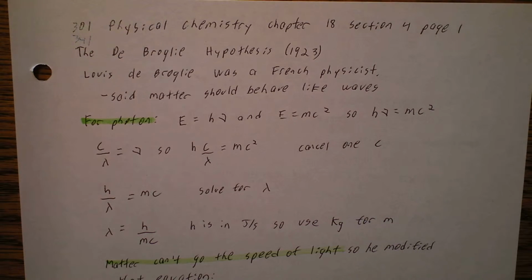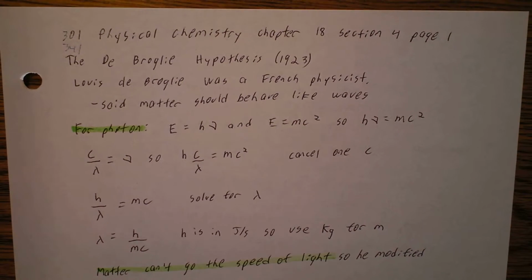We're in Physical Chemistry, Chapter 18, Section 4 now. We're going to talk about the de Broglie Hypothesis from 1923. Louis de Broglie was a French physicist. He said matter should behave like waves.